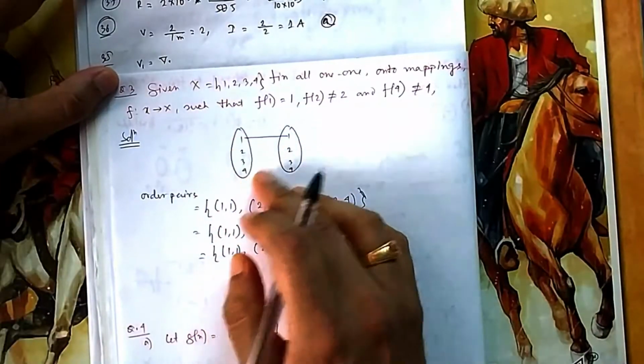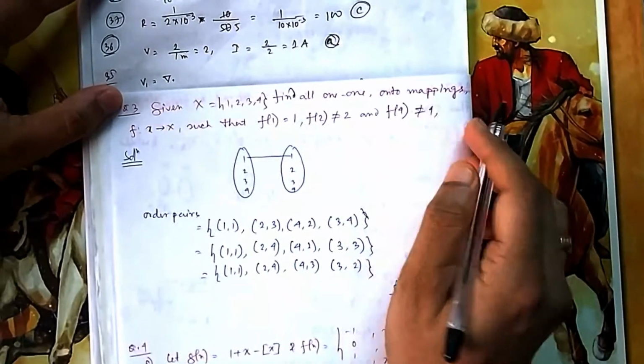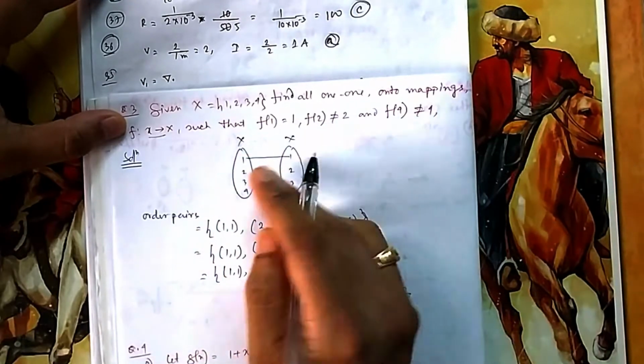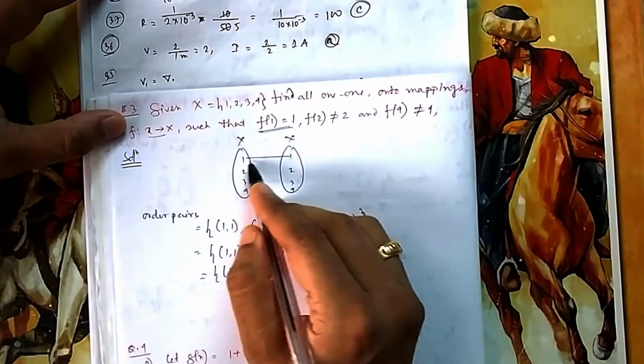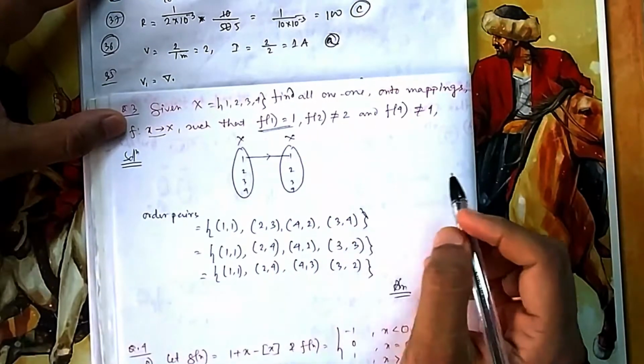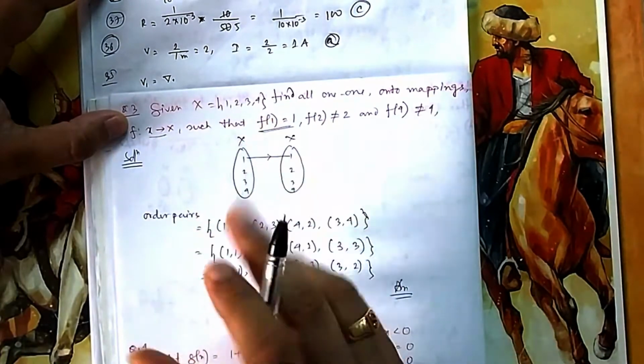Now a set is given: 1, 2, 3, 4. Find all one-one onto mappings from x to x, from same to same. So this is x, this is also x, 1 2 3 4. If f of 1 is given, 1 is connected to this, this cannot be possible. 2 cannot be connected with 4. So let's see how it is possible. It should be one-one onto, nothing should be missed here, and everyone should be connected to only one.